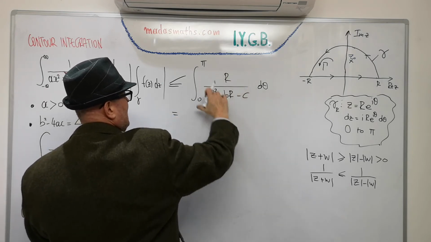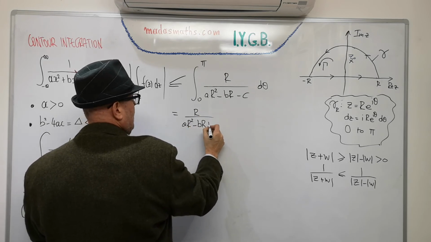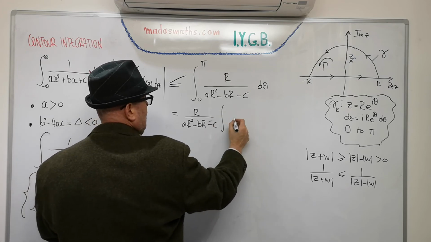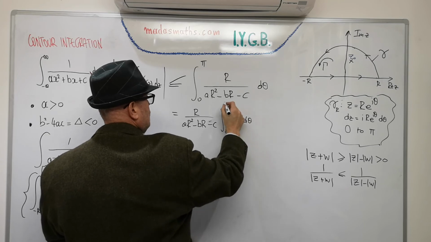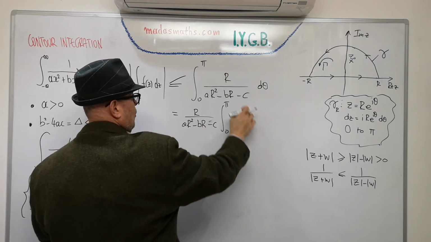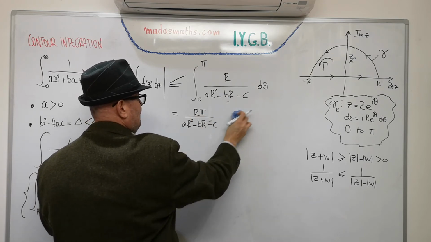So this now has no theta dependence. Pull it outside your integral: a r squared minus br, plus or minus, doesn't really matter, minus c, 1 d theta, 0 to pi. And I don't want to be rewriting this again. This, of course, will integrate to just pi. So I lost the integral along the way.